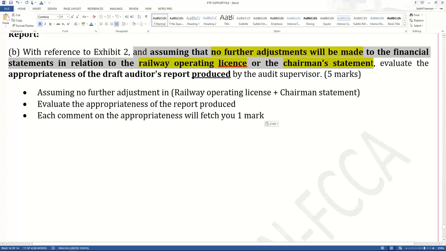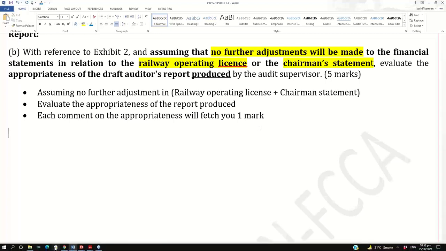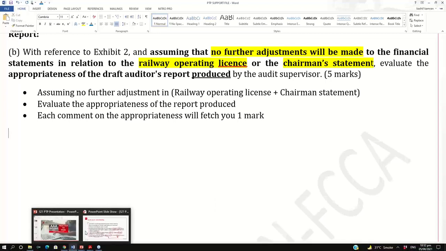Assuming no adjustment is made to the chairman's statement and to the railway operating license, does that mean management is reluctant to give a disclosure of the going concern problem? And does that mean that the management is reluctant to rectify the chairman's statement? Right? Everyone, evaluate the appropriateness of the report. Now, I will ask you first what you think, and then we'll see whether the report is right or wrong. Let's see whether you are clever enough to take the right perspective.